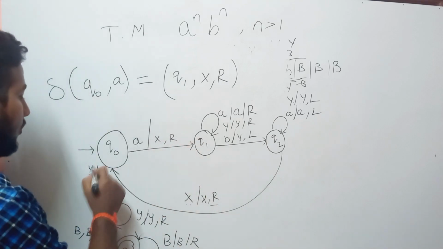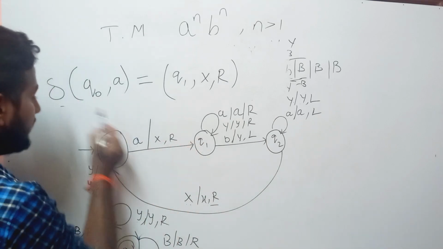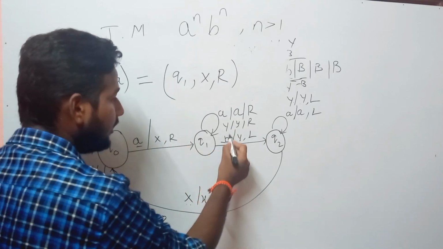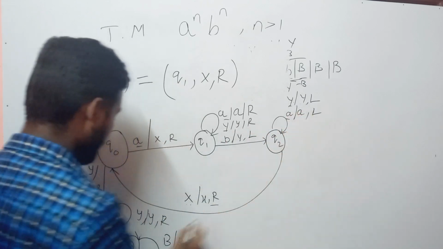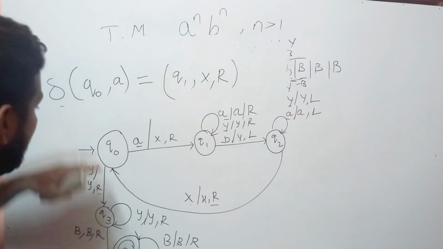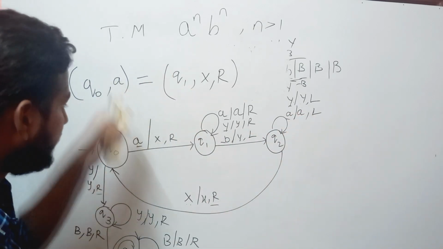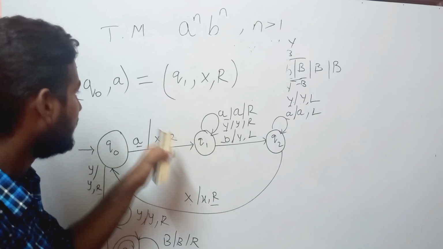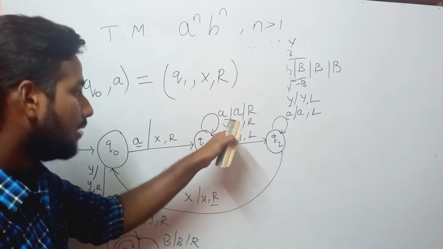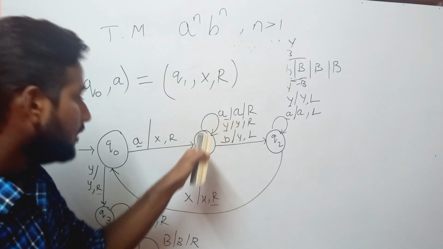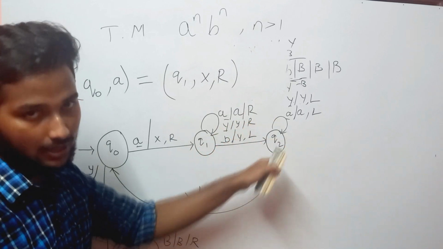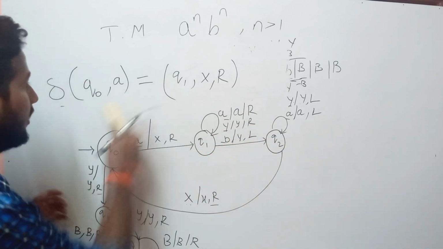In a similar way, we can write the transition function for every input. We write Q0, A gives Q1, X, R. In a similar way, Q1, Y gives the same Q1, Y, R. We can write the functions in this similar way.